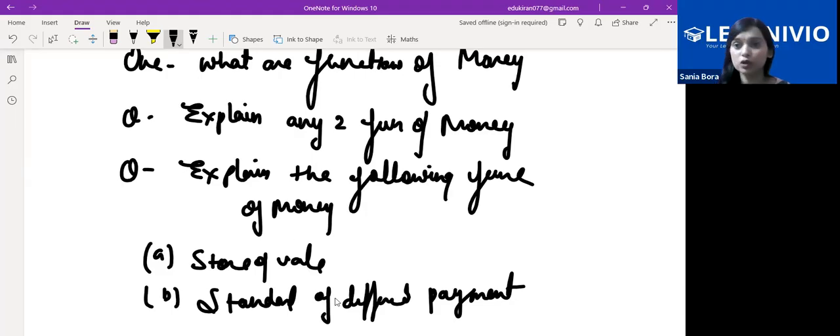Because sometimes they give you individual questions like define this particular, or explain this function of money. So at that time, what will you do? You cannot write there that I learned only one function, I didn't learn this one. So you have to prepare everything because they can ask you in any way. If they ask you to explain any two functions, it's easy. Whatever you feel confident in, you can write. But if they ask a particular function, then they can't help.